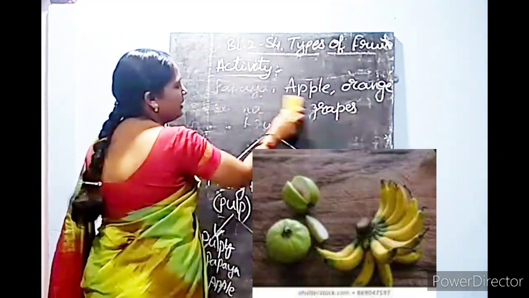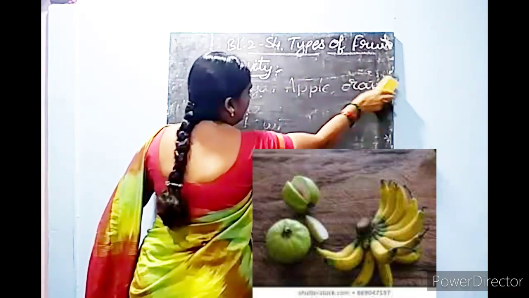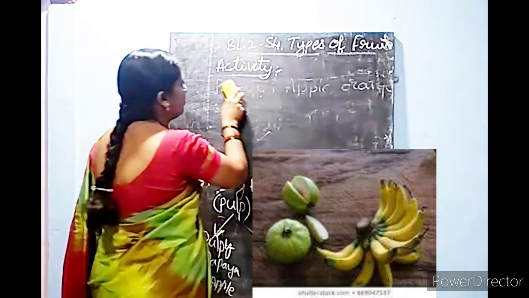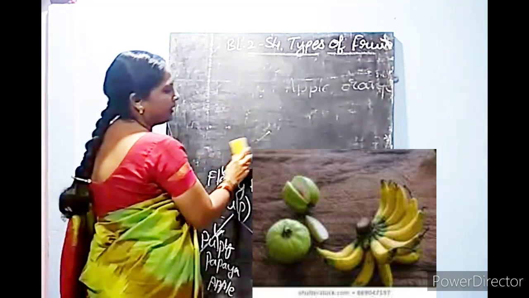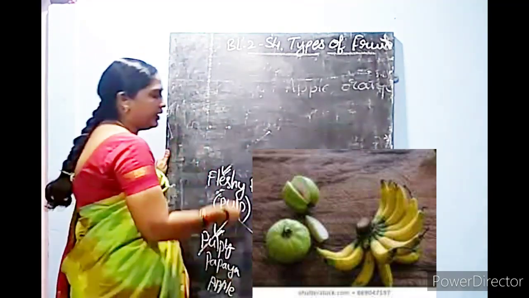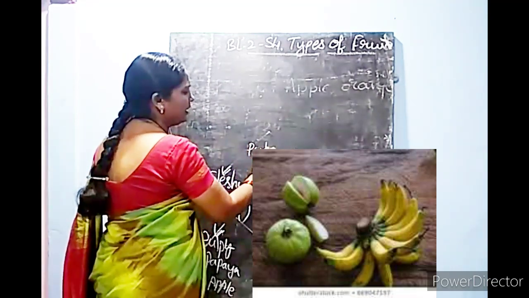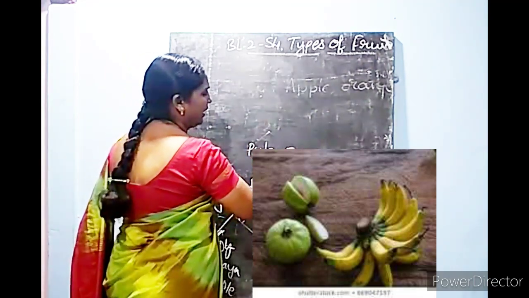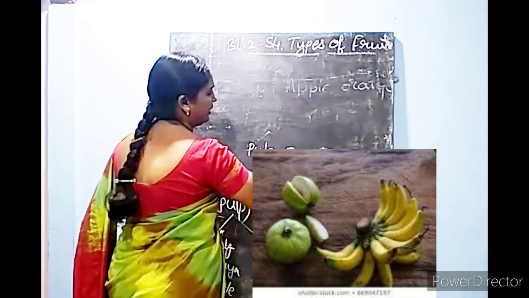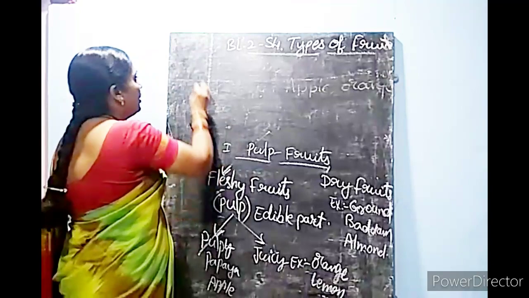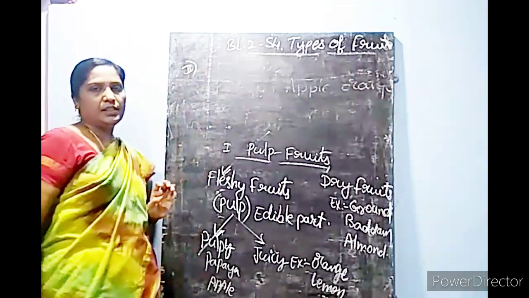Now based on their pulp we classified. Is there any other way to classify the fruits? We'll see now. This classification we did based on the pulp present in them. What is another way to classify the fruits?